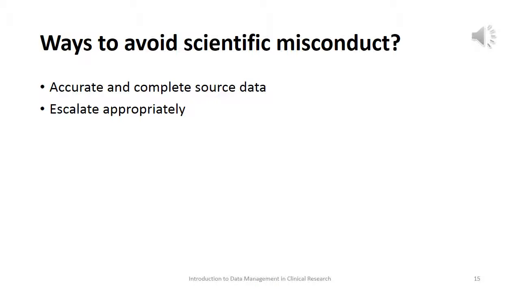What are some ways to avoid scientific misconduct? You can have accurate and complete source data. So in other words, data that can back up what the data is that you're reporting. But then also you can escalate appropriately instances that you think might lead to scientific misconduct. Let someone know, let your manager know, let someone in quality assurance know. There are a number of ways to do that.